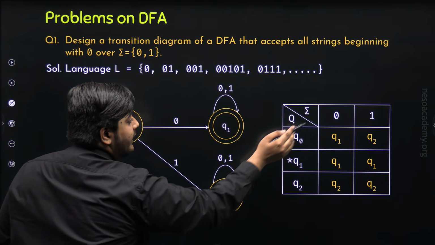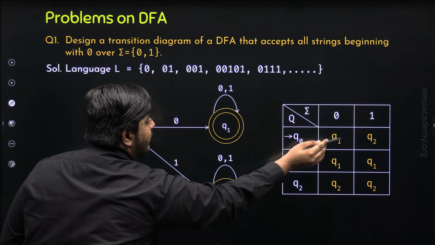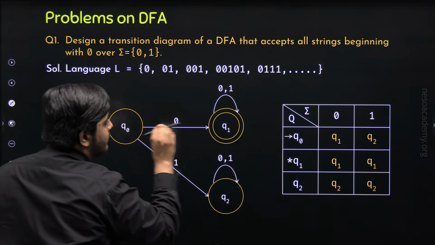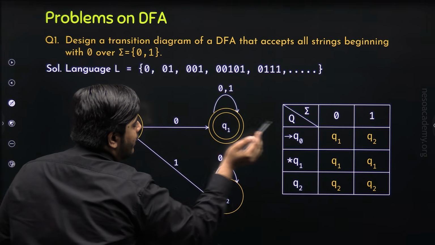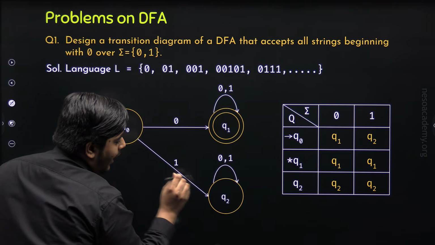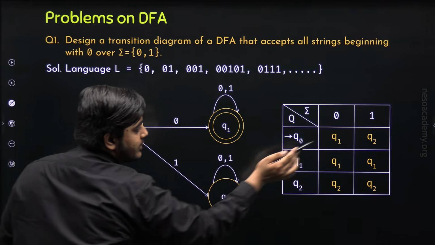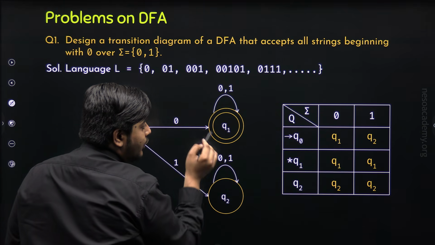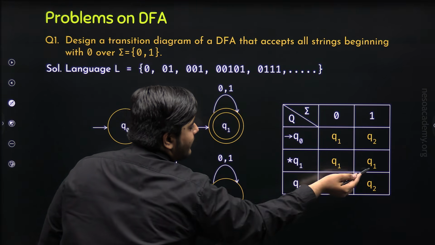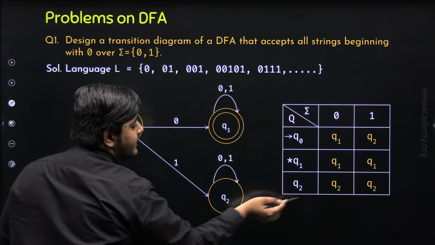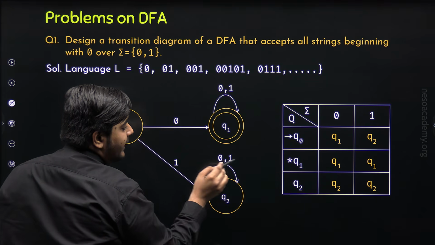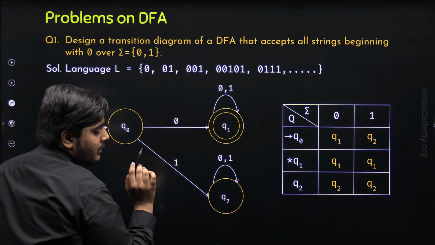So Q0, on getting the input symbol 0, will reach the state Q1. You can check. Similarly, Q0, on getting input symbol 1, will reach the next state, which is Q2. Now Q1, on getting both the input symbols 0 and 1, will remain at the same state Q1, and similarly Q2 will also remain at the same state Q2 on getting input symbols 0 and 1.